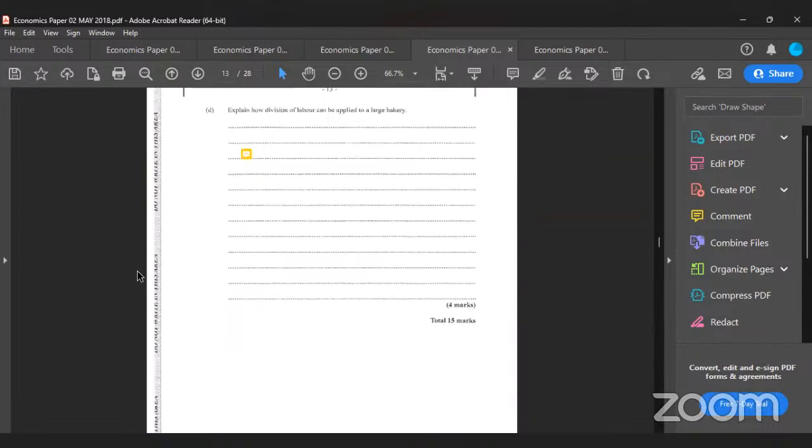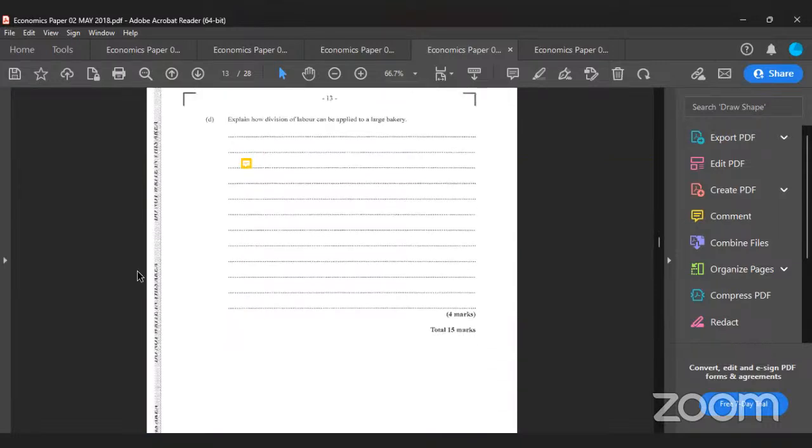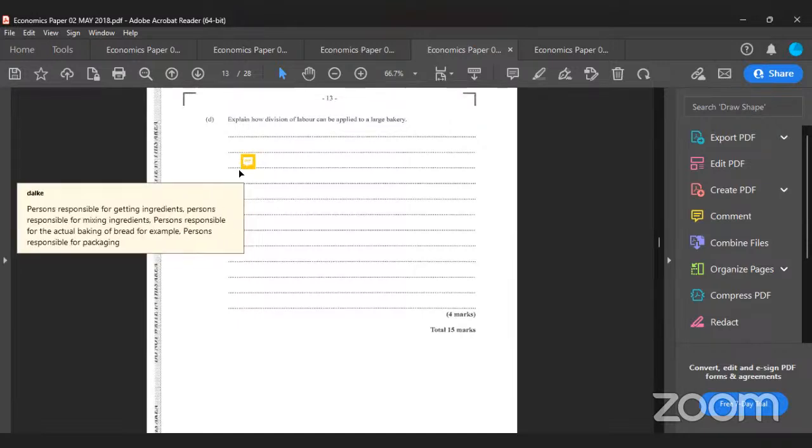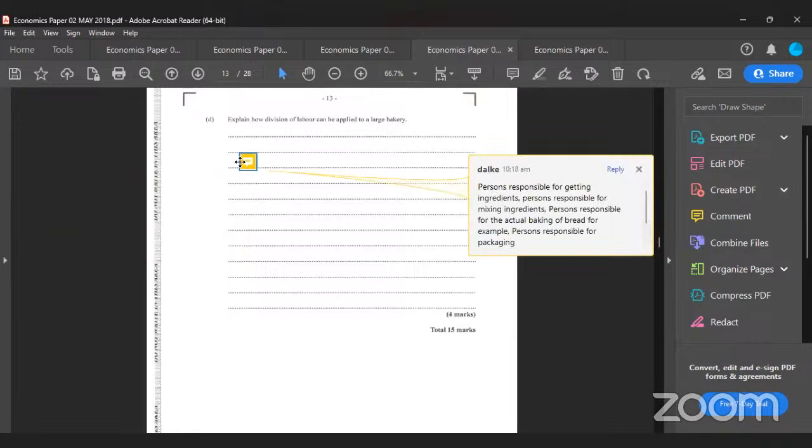Part D asks, explain how division of labor can be applied to a large bakery. So I wrote some examples here, but this is a creative question. Honestly, it's really for you guys to just look and see what you would think.